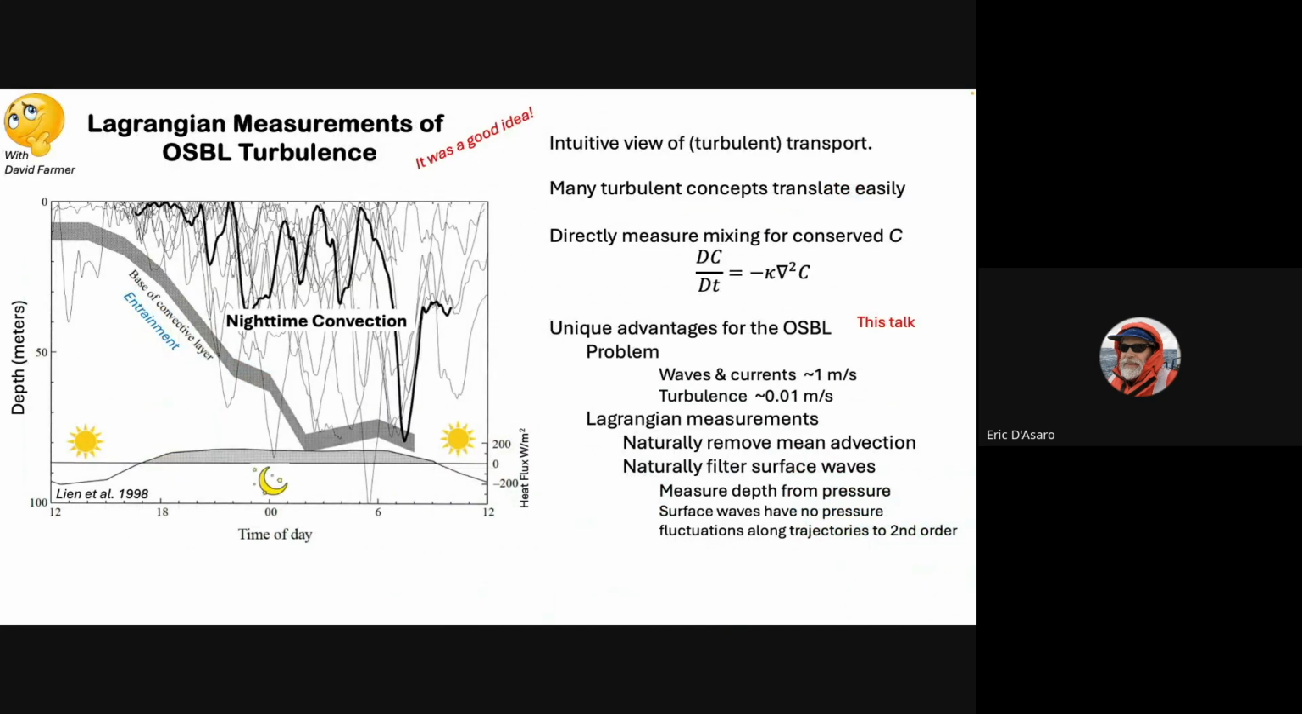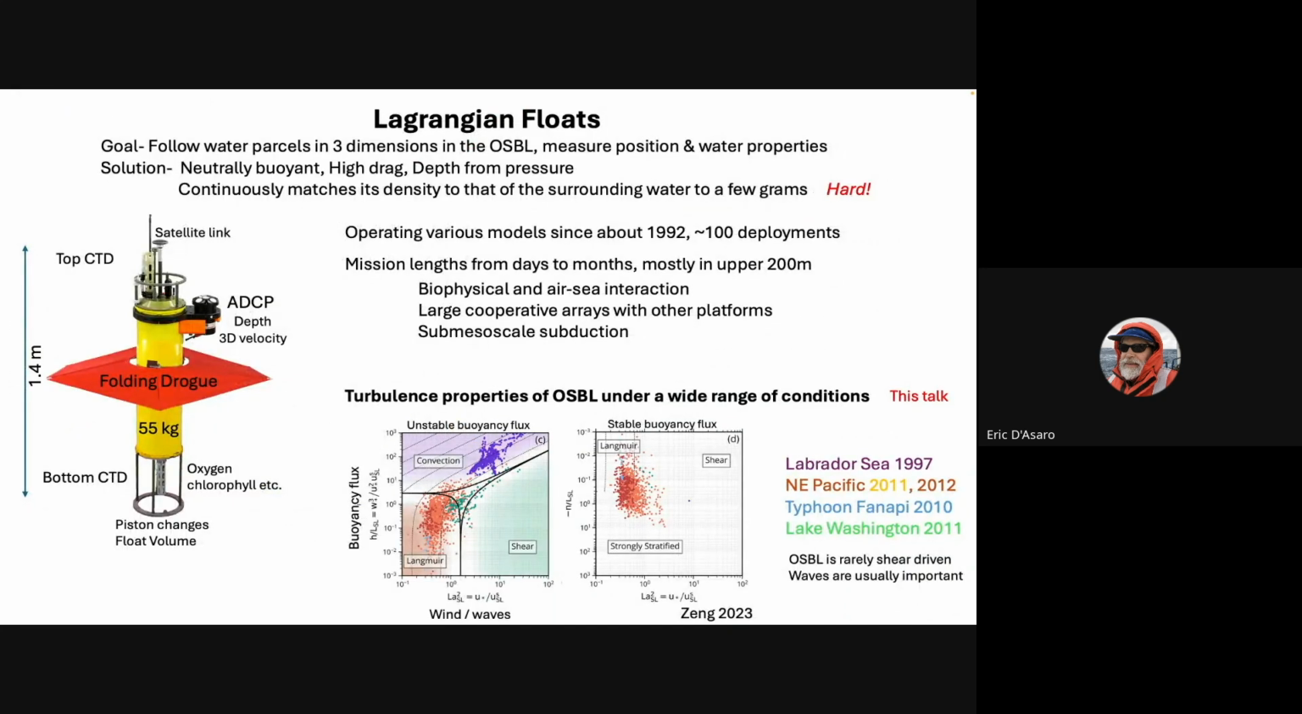Okay, here's how we do it. We've gone through several iterations, but this is now quite mature. This is an instrument called a Lagrangian float. That's what it looks like. It's the size of a person. I don't like things bigger than me, because if they fall on me, they'll hurt me. So I like things that are smaller.